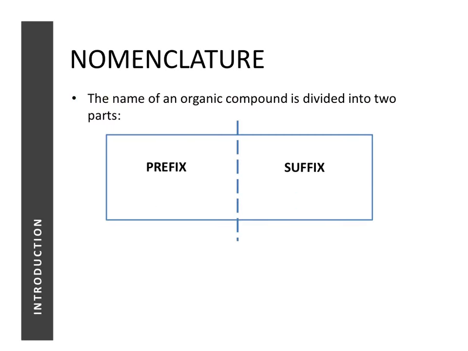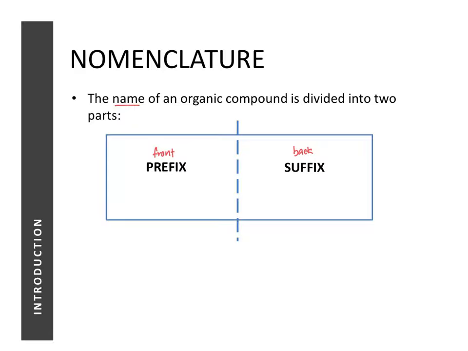So the last term that we need to define is called nomenclature. Nomenclature is simply a high-class name for a name. We need to learn how to name an organic compound. The name of an organic compound is split into 2 parts. The front part is called the prefix, and the back part is called the suffix.